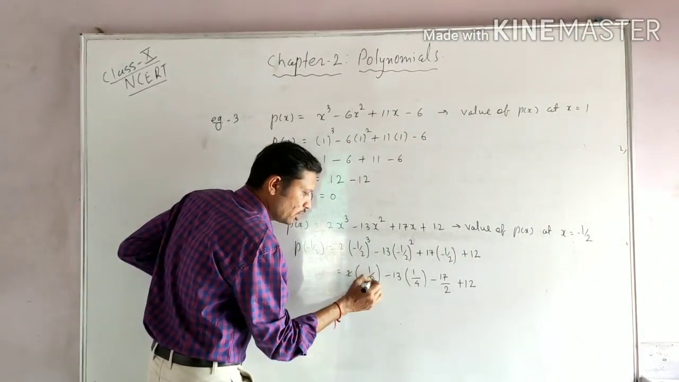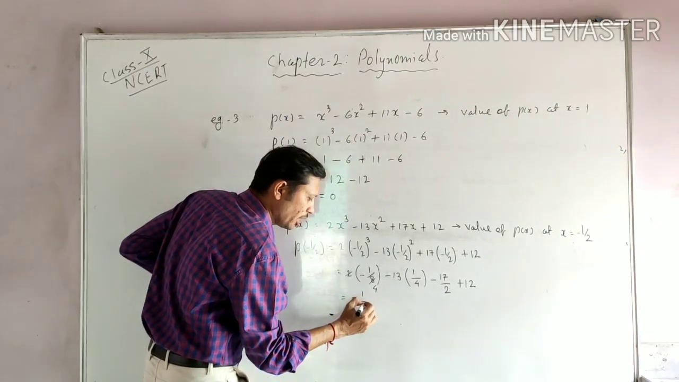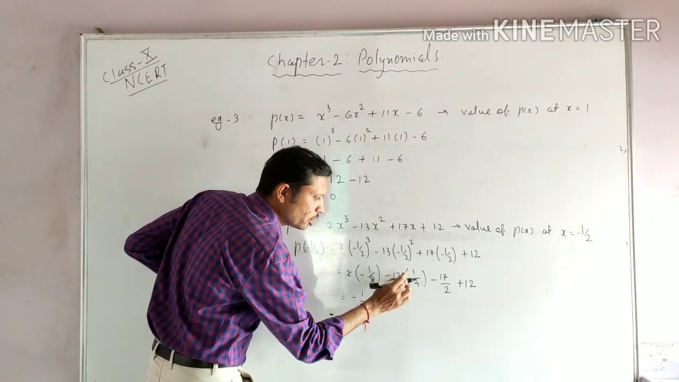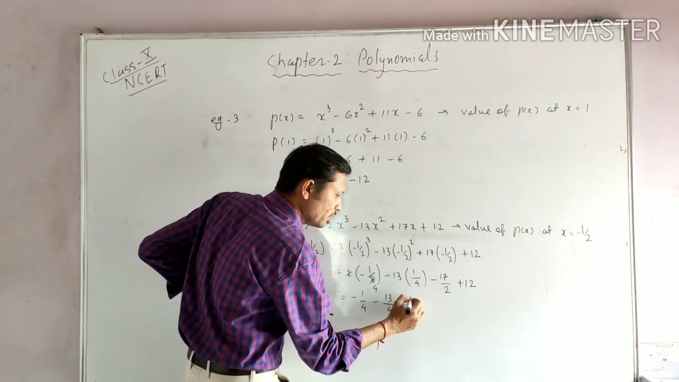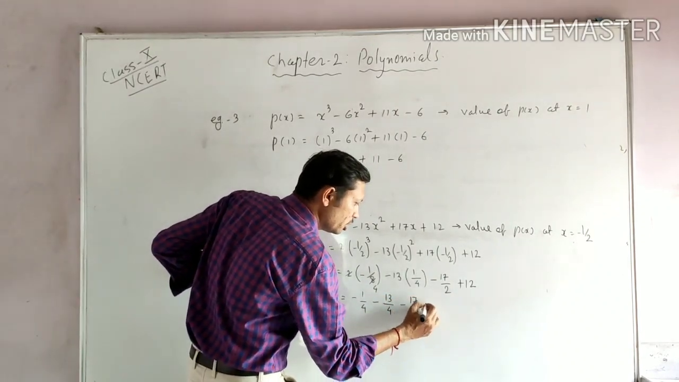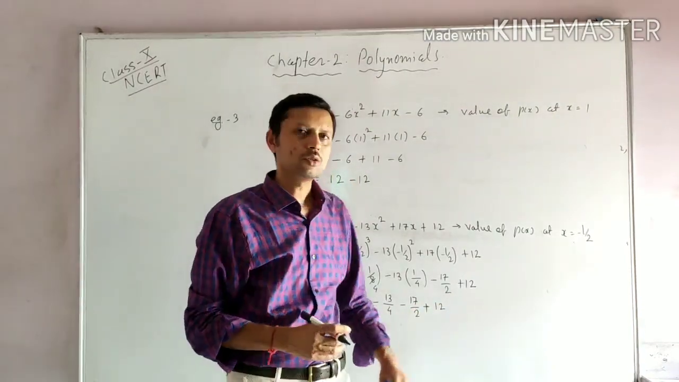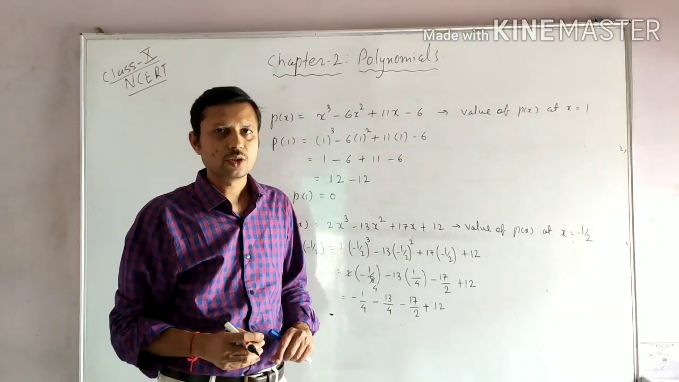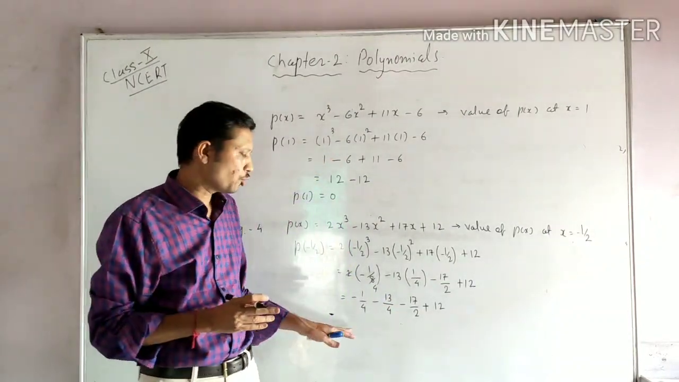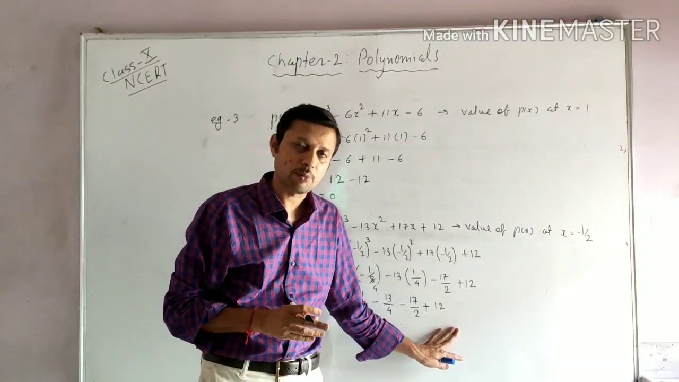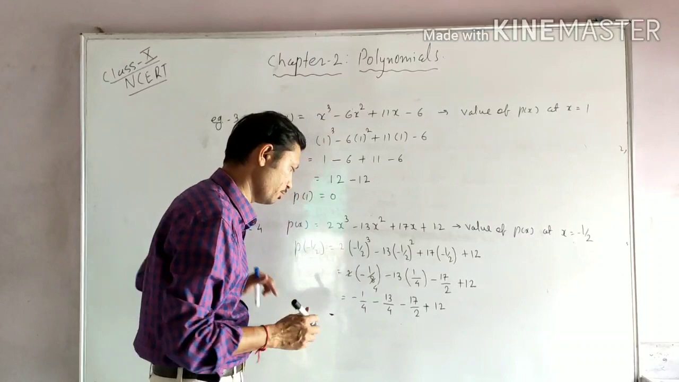Further, here the simplification will take place. 2 fours are 8. So minus 1 by 4. Minus 13 ones are 13, then denominator 4. Minus 17, denominator 2, plus 12. Now we want to make the addition. So these are fractional numbers. For fractional numbers, if you want to do addition or subtraction, first we have to make the denominator the same. And for that we have to take the help of the LCM.